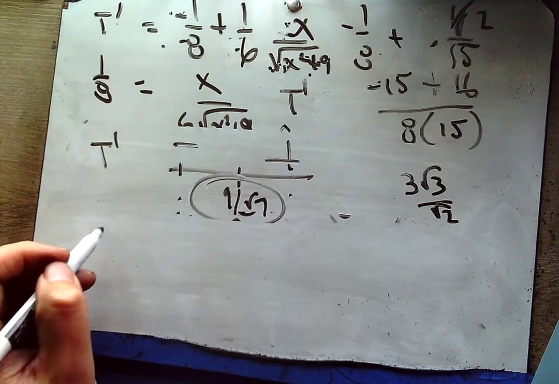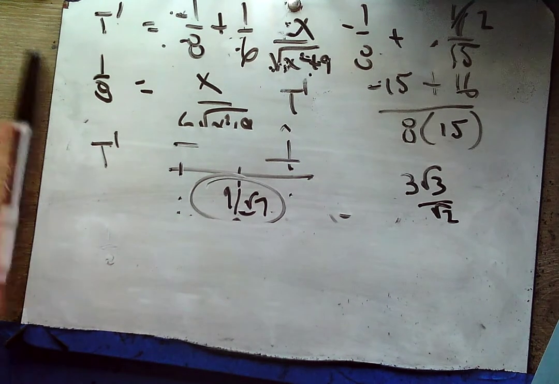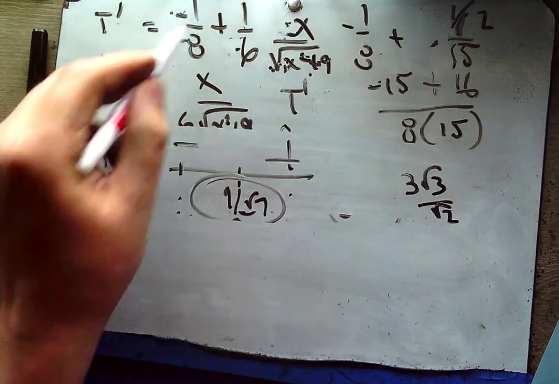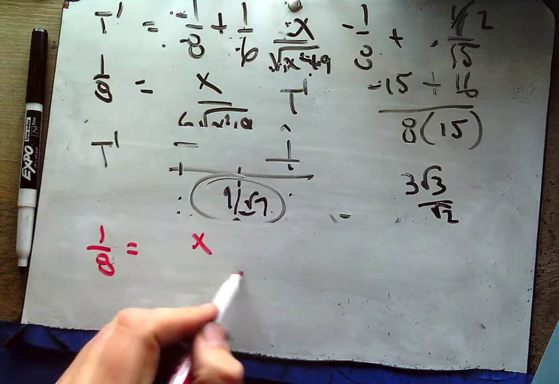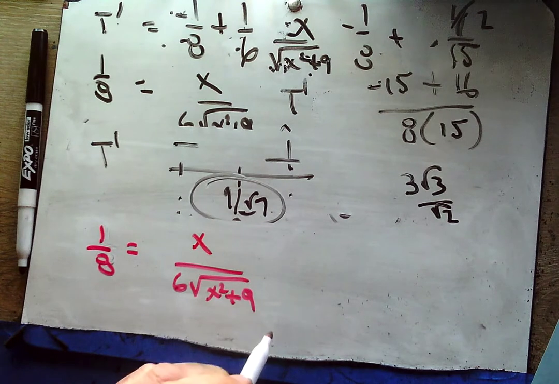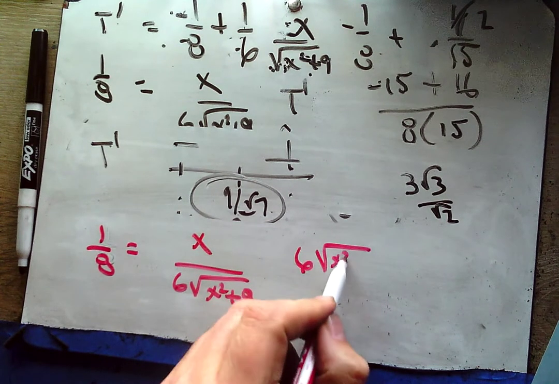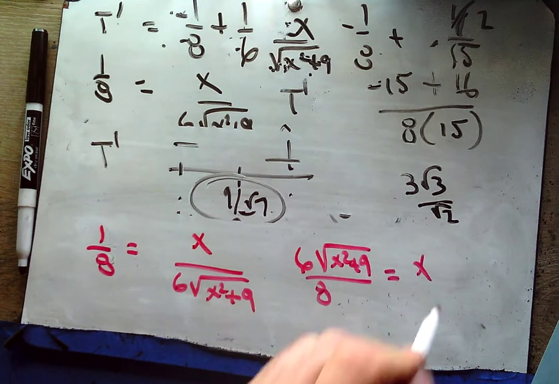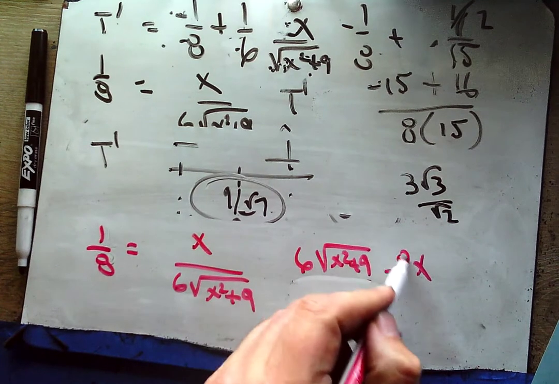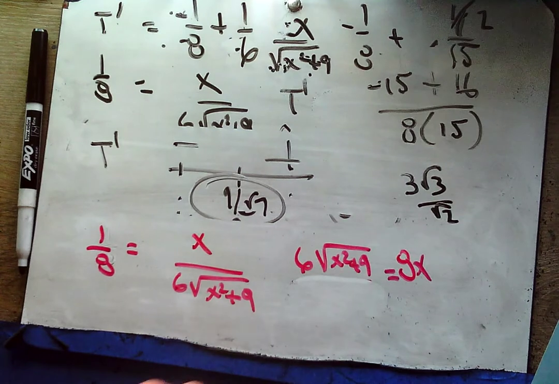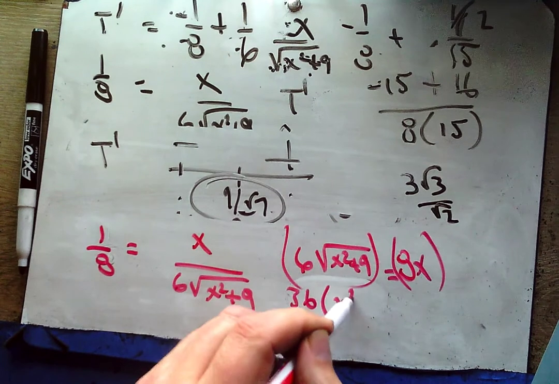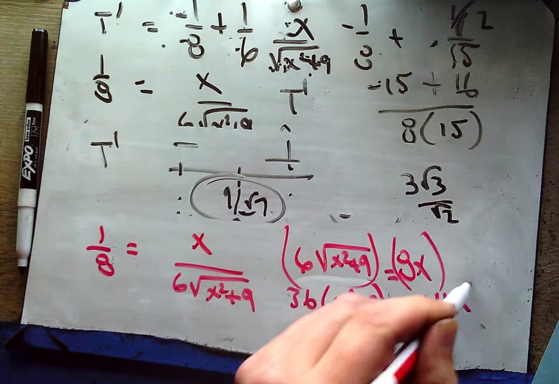Okay, I've got 1/8. I think it's time for this marker to be done. I've got 1/8 equals, because I'm moving this to the other side because that was equal to 0, x over 6 square root x squared plus 9. Okay, so then we had 6 square root x squared plus 9 over 8 equals x. And I multiply both sides by 8. And then I squared both sides. Okay, square both sides. So 36 times x squared plus 9 equals 64x squared.